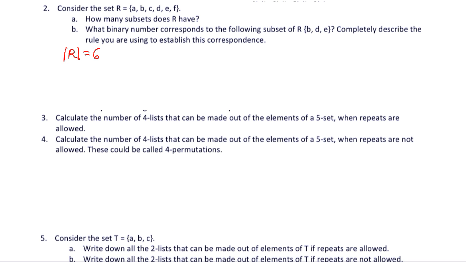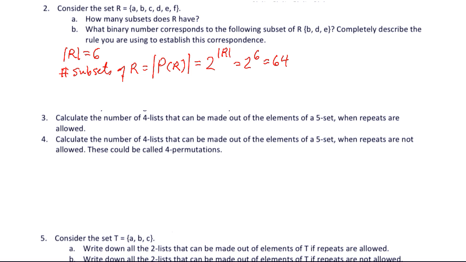How many subsets does R have? Number of subsets of R is equal to the size of the power set of R, which is 2 raised to the size of the set R, which is 2 to the 6th, which is 64. Notice it does not ask you to write out all 64 subsets. That would be a bit tedious.